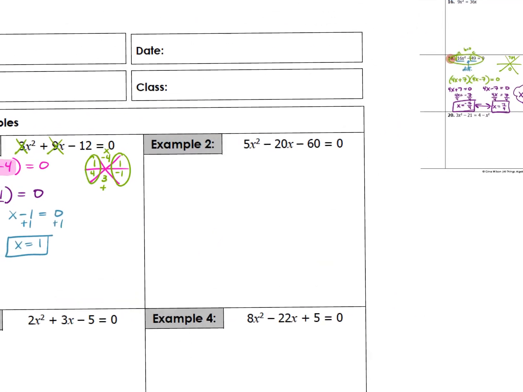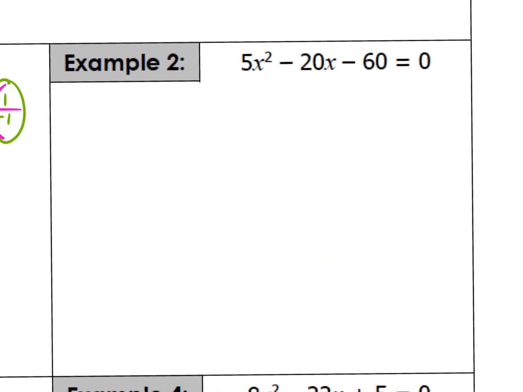Go to example 3. Actually, you know what? We're going to do 2. Let's do 2. What do you see in 2? There's a 5 that we can factor out. So if I factor out a 5, I'm left with x squared minus 4x. No, that's not 15. That's 12. Minus 12.